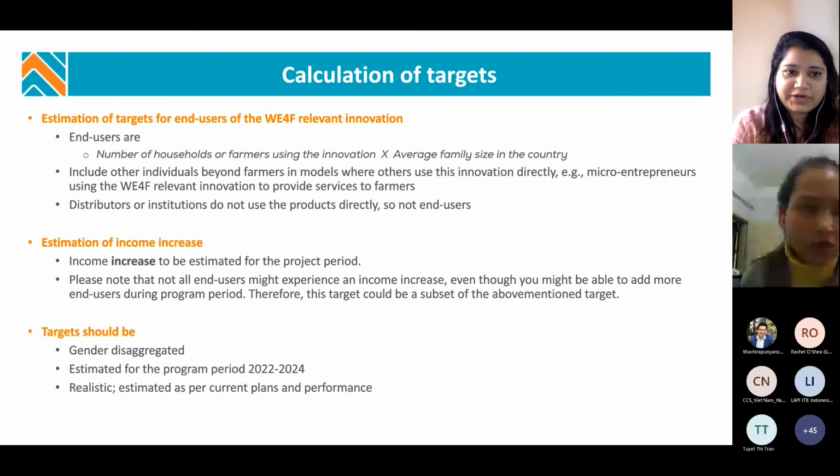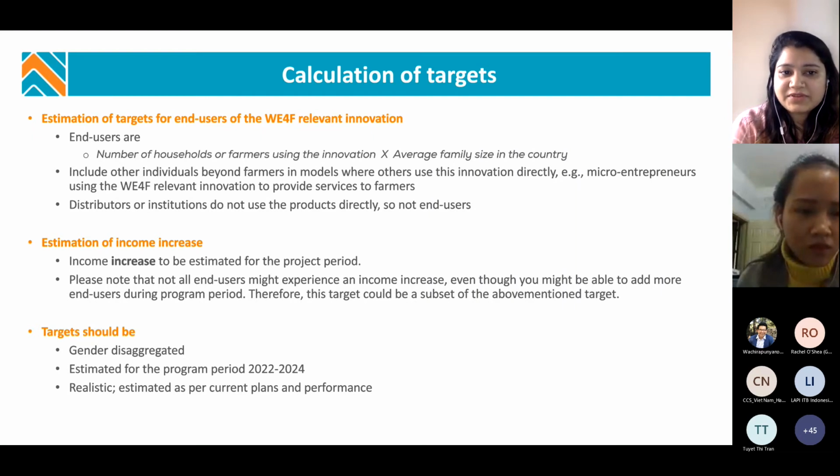I just wanted to run you through these concepts broadly. So end users, the way the program defines end users, or the way we measure and monitor end users, is the number of households or farmers who are directly using the innovation multiplied by the average family size in the country. Now, the average family size would differ by country. To simplify this for you, we have used a certain assumption, and you'll find that in the SM Apply. So use the assumed multiplier with your households, and then you'll have your end users for the program.